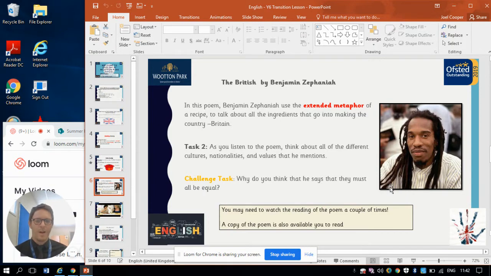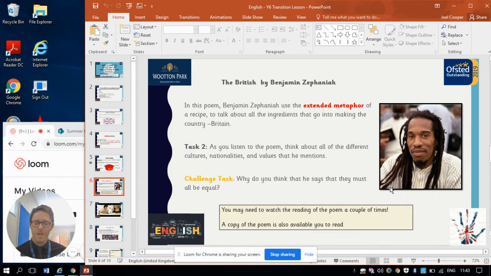Now, what you're going to do for me is listen to the poem. I suggest that you listen to it a couple of times. You'll also have, as part of this lesson, a Word document that has a copy of the poem printed onto it. It might be worth having that poem in front of you while you are listening to it a couple of times. Now, what I want you to do is to think about all of the different cultures, all of the different nationalities and values that Benjamin Zephaniah mentions throughout the course of the poem. What is it for Benjamin Zephaniah that goes into making Britain?